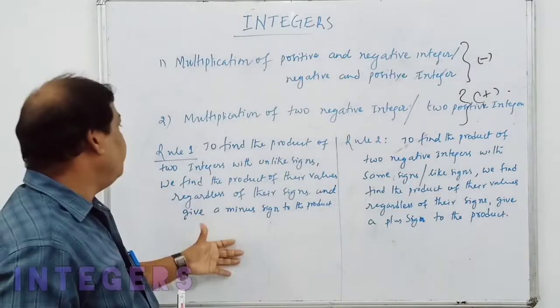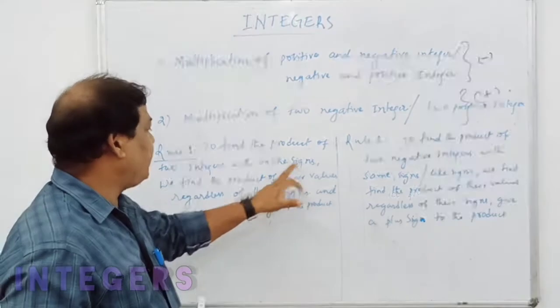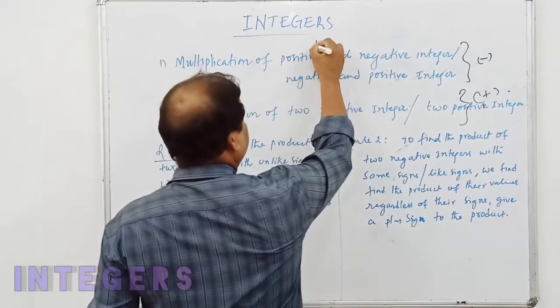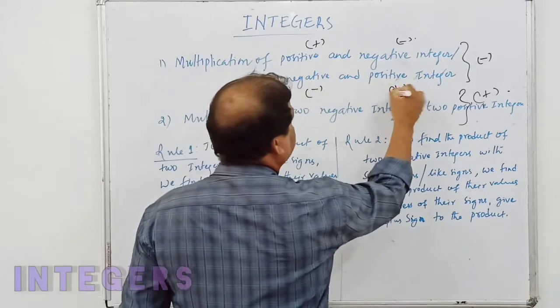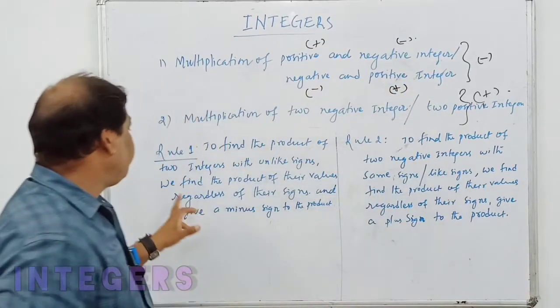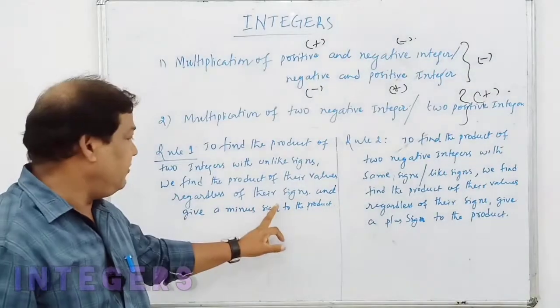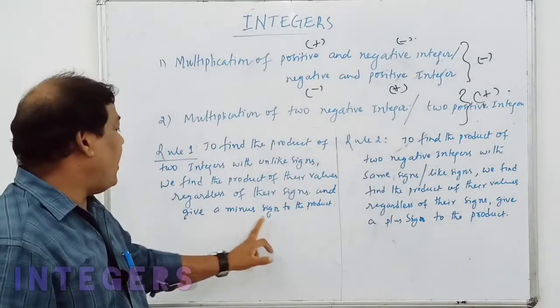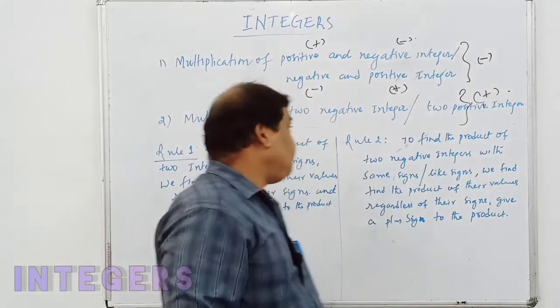Rule number 1, to find the product of two integers with unlike signs. Unlike signs means a positive and negative integer, or a negative and positive integer. So these are two unlike signs. We find the product of their values regardless of their signs and give a minus sign to the product. The product will have a minus sign.